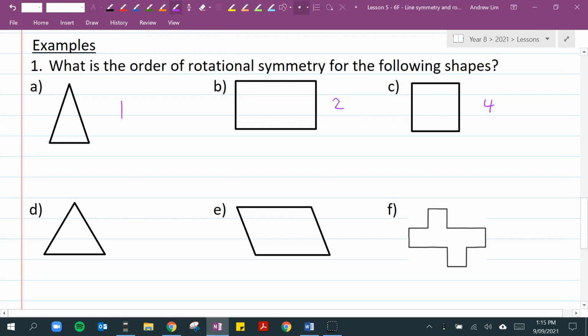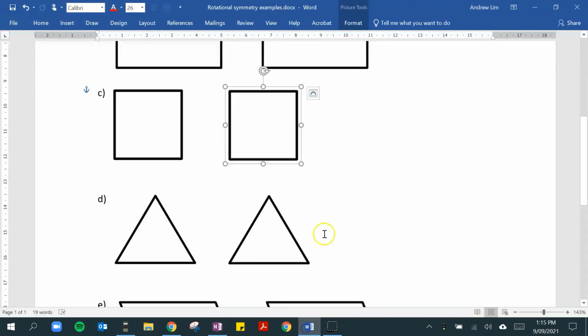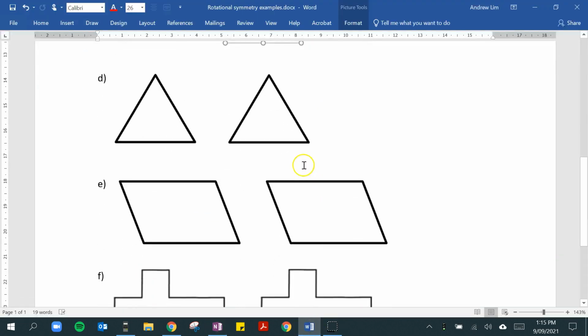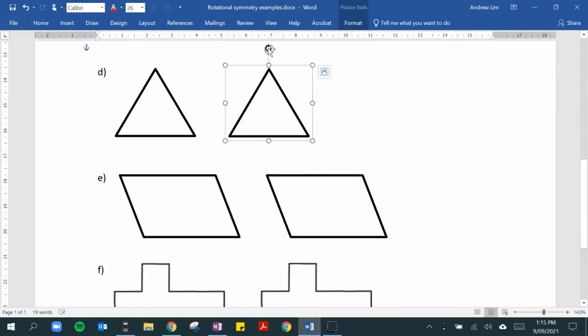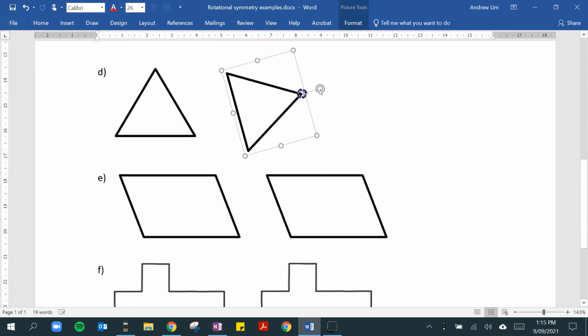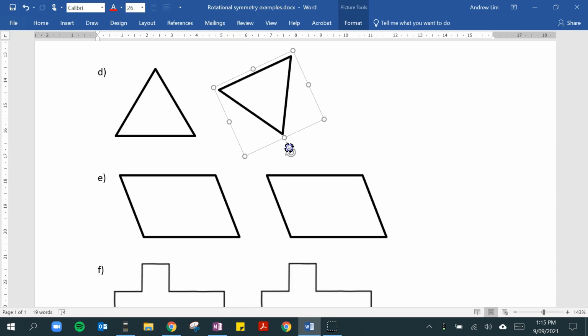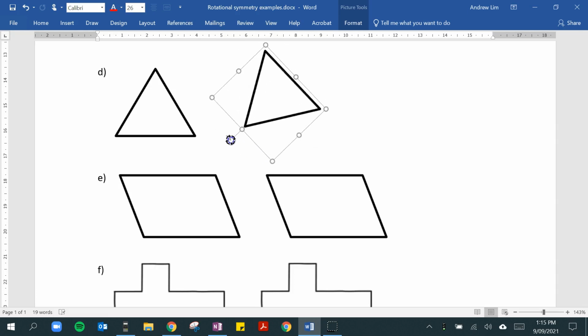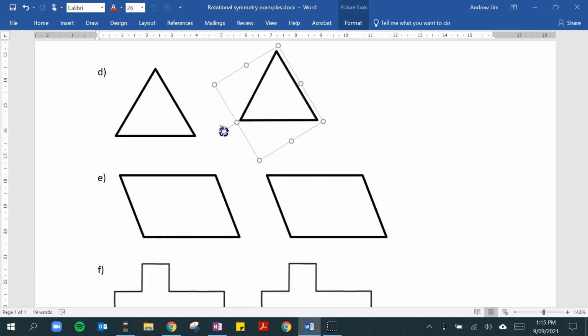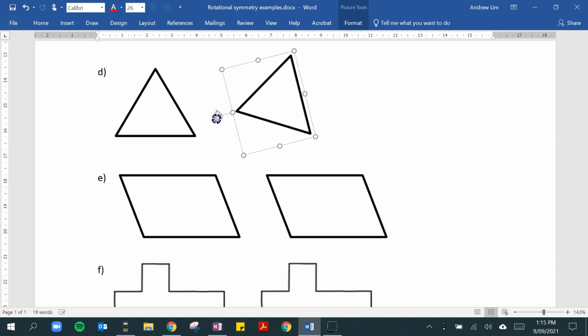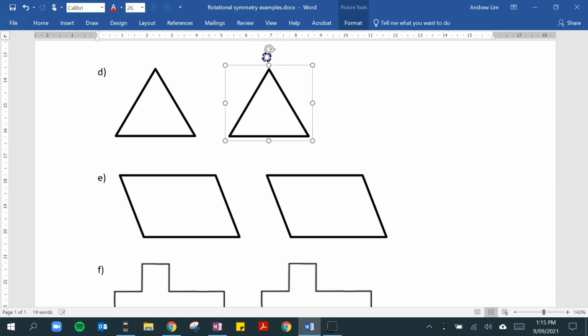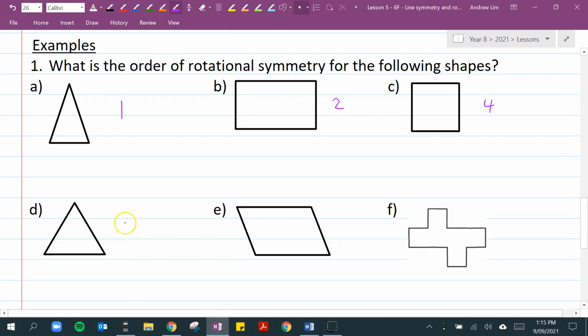What about question D, the equilateral triangle? Different. Oh, same. 1. Different. Same. That's 2. Different. Same. 3. Okay, so an equilateral triangle will have order of rotational symmetry of 3.